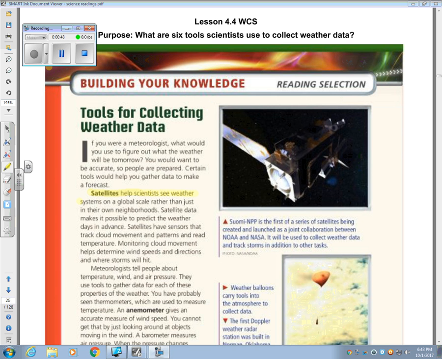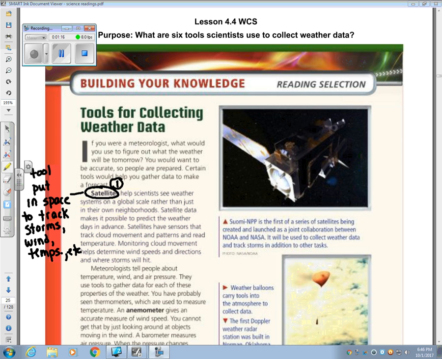Satellites help scientists see weather systems on a global scale rather than just in their own neighborhoods. Satellite data makes it possible to predict the weather days in advance. Satellites have sensors that track cloud movements and patterns and read temperatures. Monitoring cloud movement helps determine wind speeds and directions and where storms will hit.